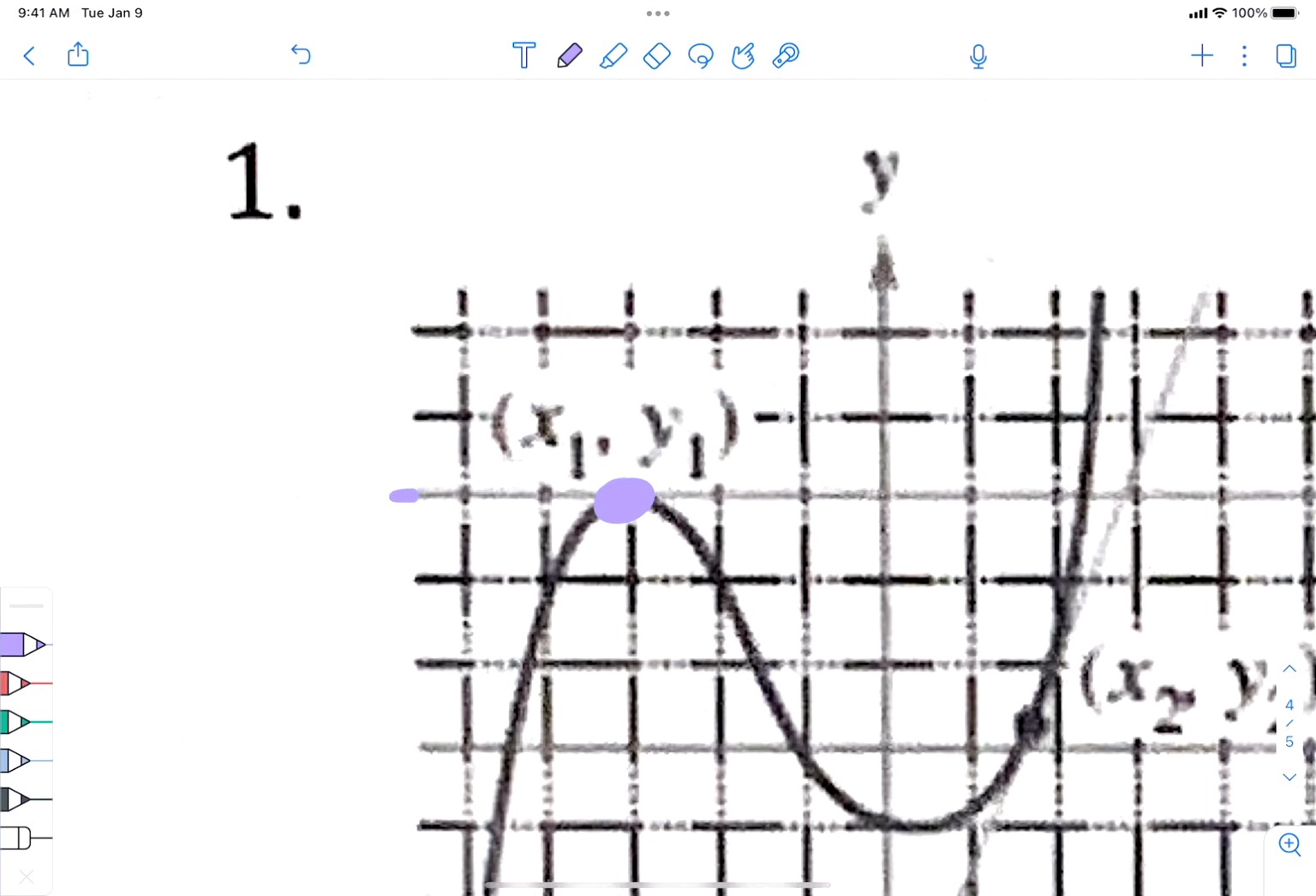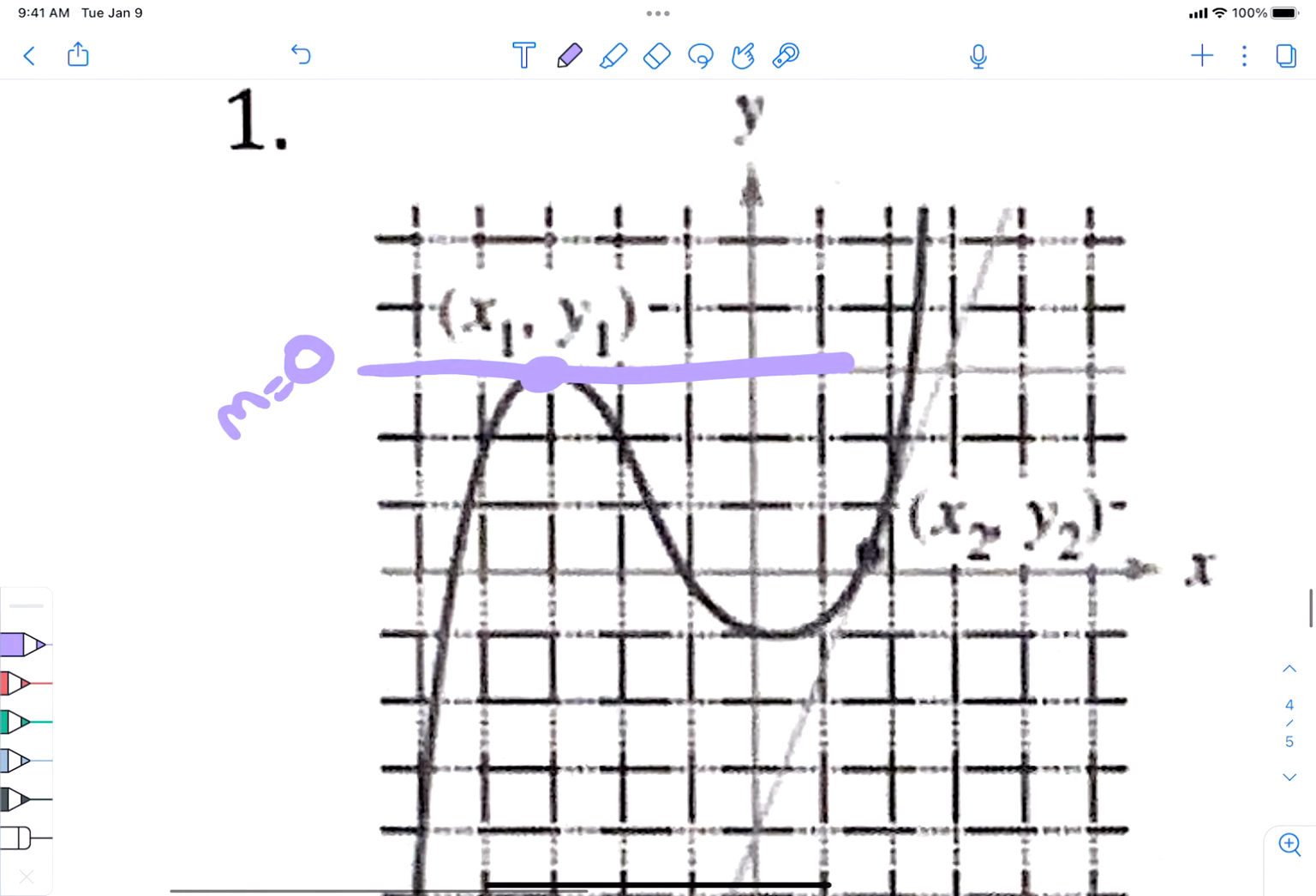Right across the tippity top. What's his slope? 0, because he's a horizontal line. Okay, now they're saying find the same thing, the slope of this line.